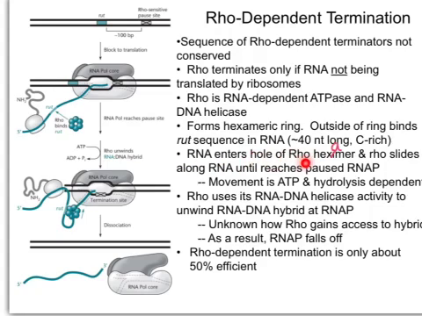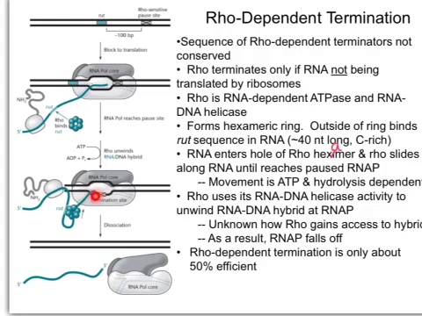RNA enters the hole of the Rho hexamer, and Rho slides along the RNA until it reaches the paused RNA polymerase. So this helicase activity unwinds the hybrid at RNA polymerase. At this point, we don't really know how Rho gains access to the hybrid because we see Rho here, and we see the hybrid is in here. So Rho has to get actually in there in some way to destabilize this complex.